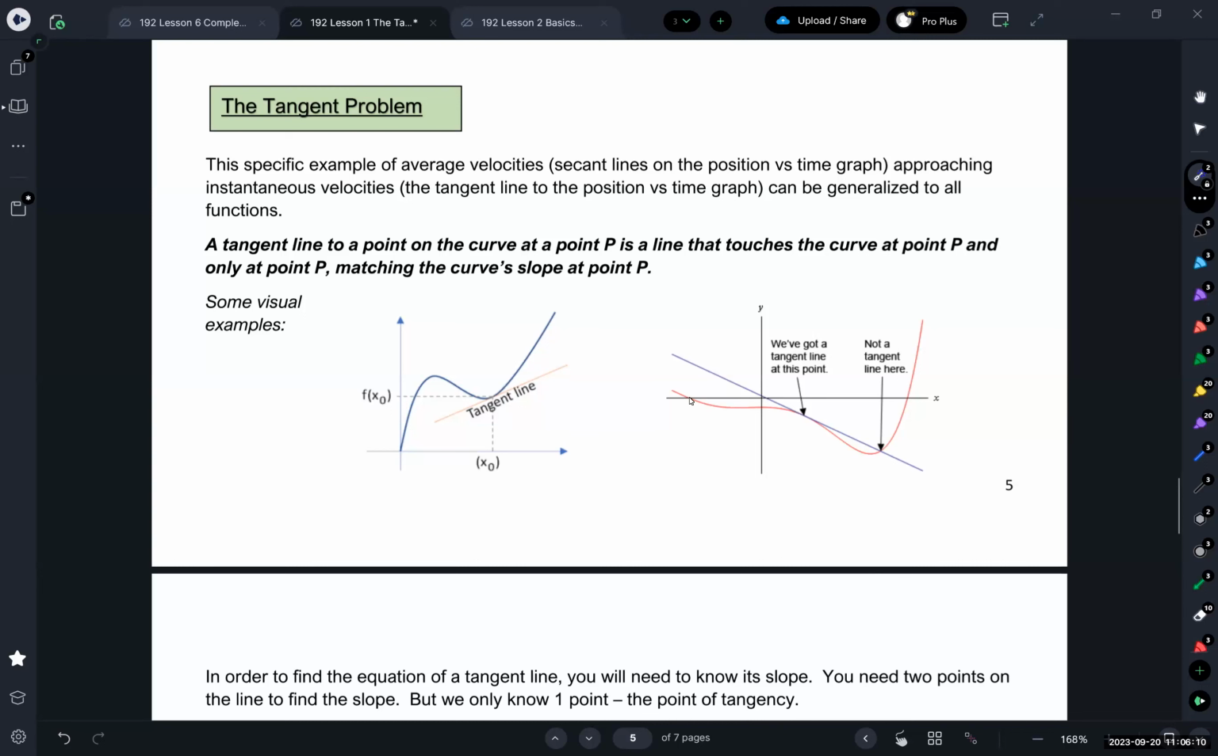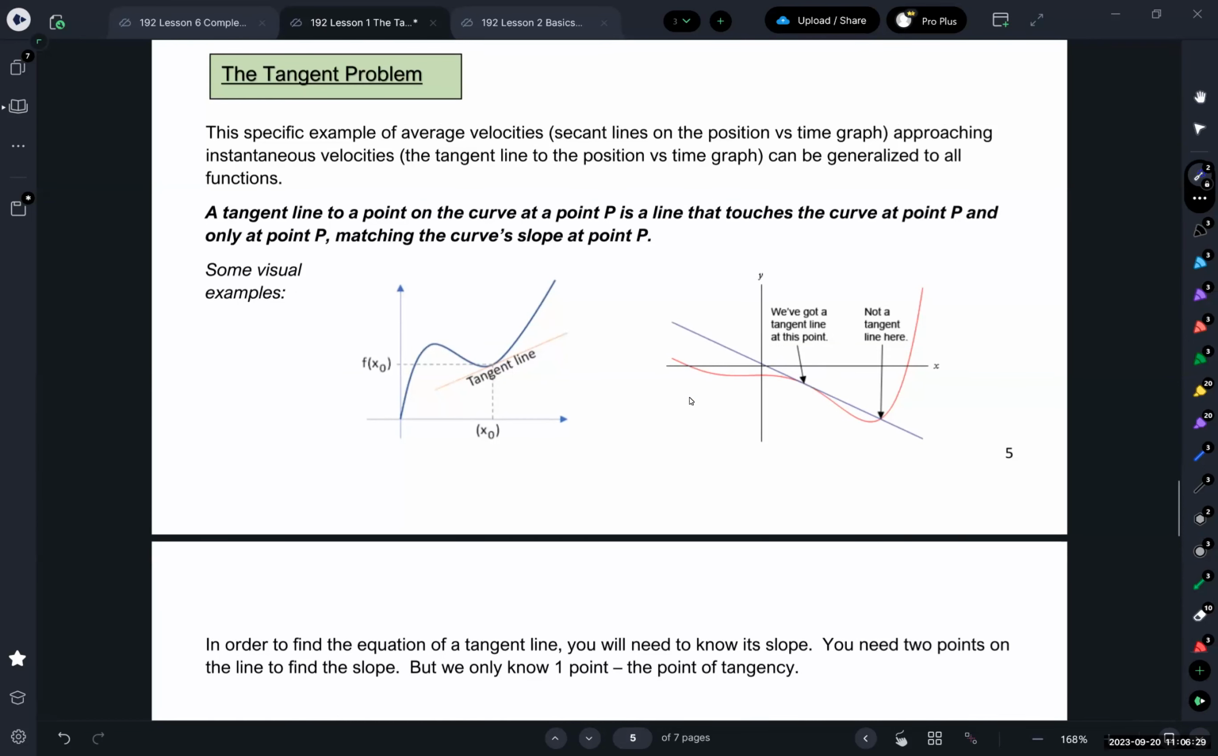And as it turns out, we can generalize this. It doesn't have to be a position versus time graph. It doesn't have to be interpreted as a velocity. You can take any function and talk about tangent lines and use this process to find the slope of the tangent line. So let's make sure first that we know exactly what we mean when we say a tangent line.